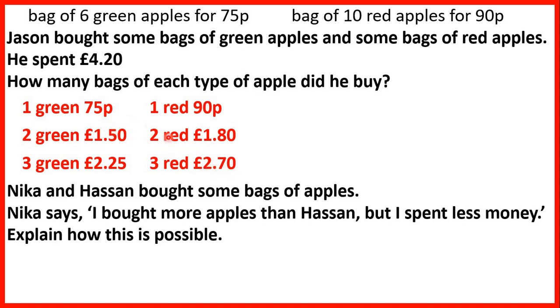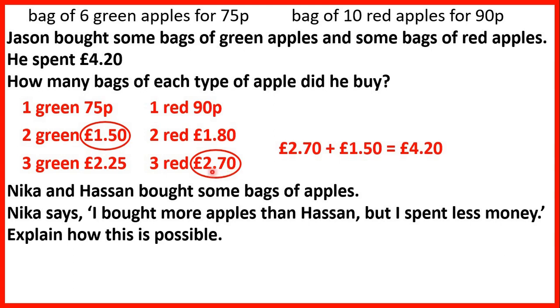Now we need to find a combination that adds up to £4.20, because that's how much he spent altogether. So we can have 3 red bags and 2 green bags, because £2.70 plus £1.50 adds up to £4.20. So he bought 2 green bags and 3 red bags.